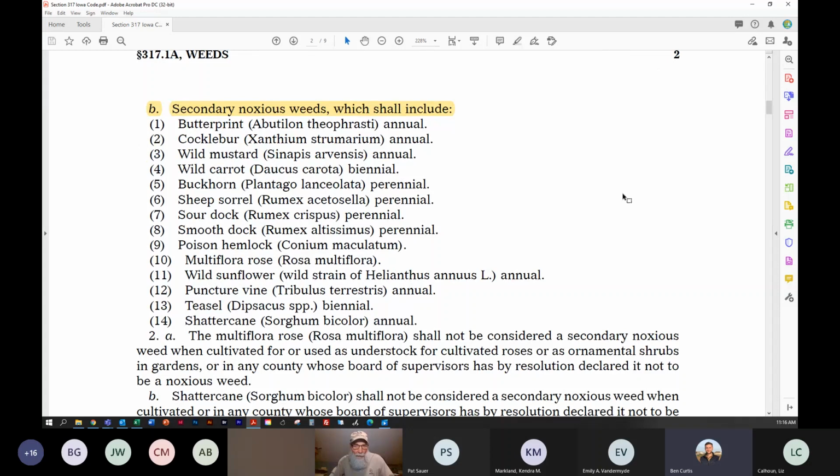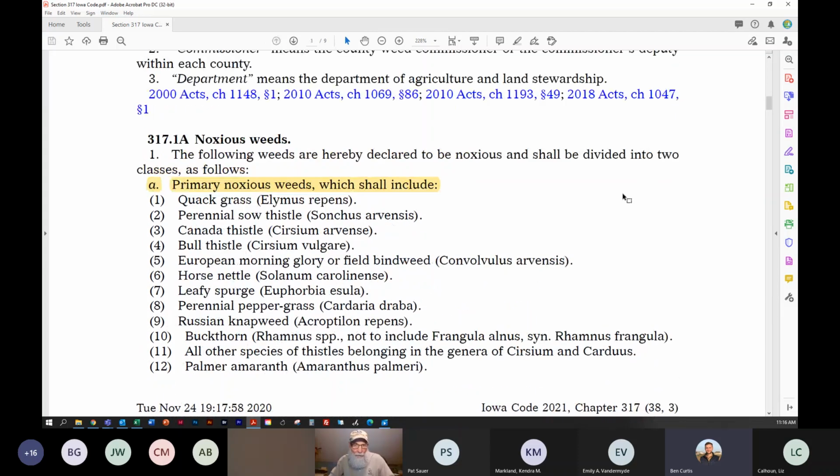here's a secondary list here. Cockleburr is actually a native species. And let's see, Rumex altissimus is a native species. Of course, several species of sunflower, Helianthus, are native. And I know that we see some thistles here. There was a thistle, I think, on the primary list. There's Canada thistle right there, bull thistle, two thistle species there.